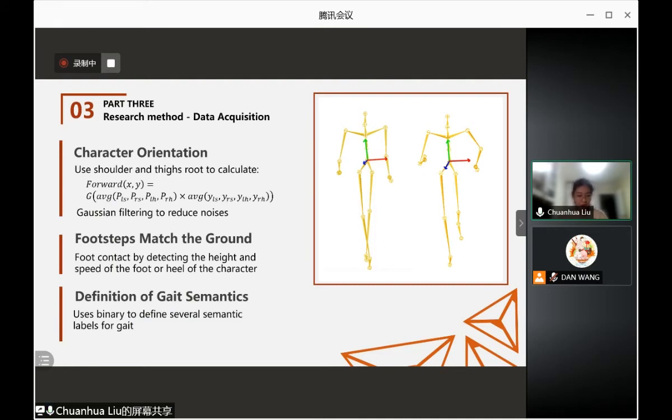And then we get the footsteps to match the ground. The foot contact is detected by the height and the speed of the foot or heel of the character. And then the definition of the gait semantics. We use binary codes to define the several semantic labels for the gait: slow walking, fast walking, and running.